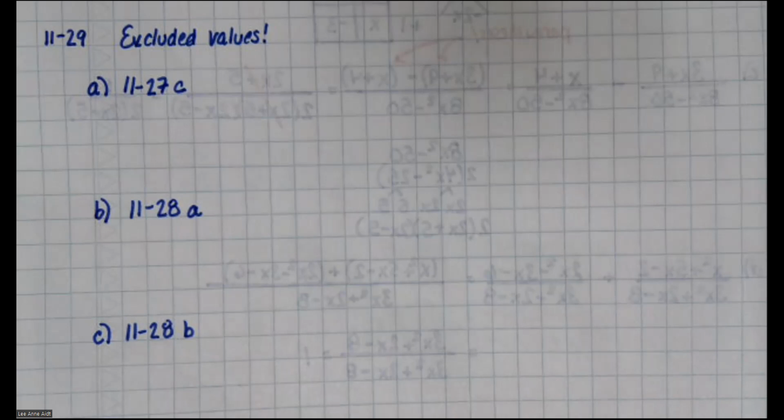Okay, I want you to do this in your groups also. But let me tell you what I want you to do. I want you to look back at these three problems. So 27C, 28A, 28B, and I want you to just list the excluded values for those problems. So talk about them in your group. Should take like 2 minutes tops. All you're doing is flipping back to those three problems and stating the excluded values.